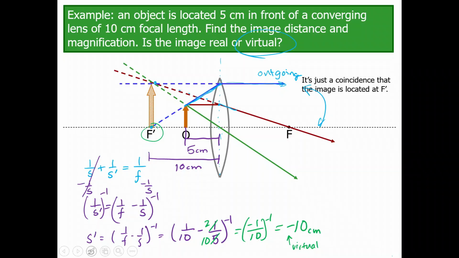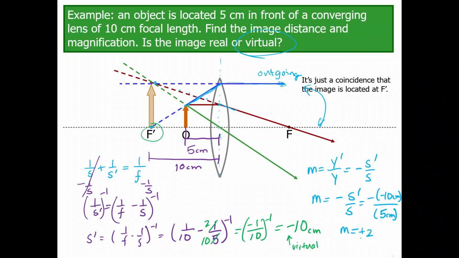So if I wanted to find my magnification, m is equal to y prime over y, or negative s prime over s. We don't know any information about height, so I can just use m is equal to negative s prime over s. Well, my s prime is the -10 centimeters divided by my s, which is 5 centimeters. The negatives cancel, so I get that my magnification is equal to a +2. The positive tells me that I am upright. The 2 tells me that my image should be twice the height of the original object.